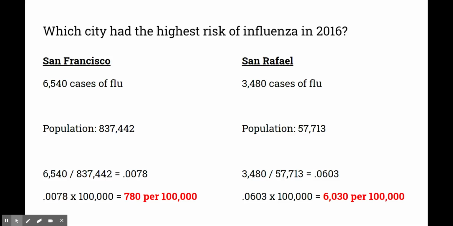So the incidence rate of influenza in San Francisco was 780 per 100,000, compared to San Rafael, which was over 6,000 per 100,000 people. This shows you that actually the risk of flu was much, much higher in San Rafael because we controlled for the size differences in the population.